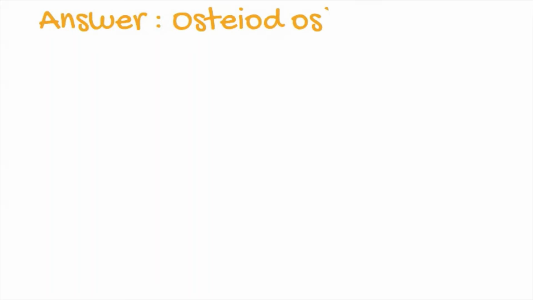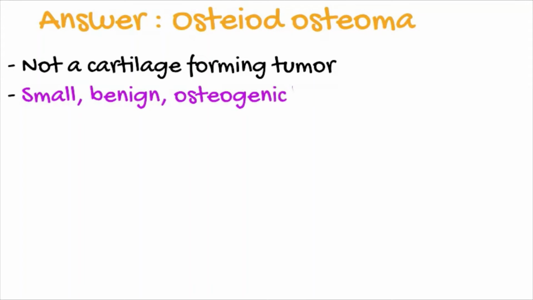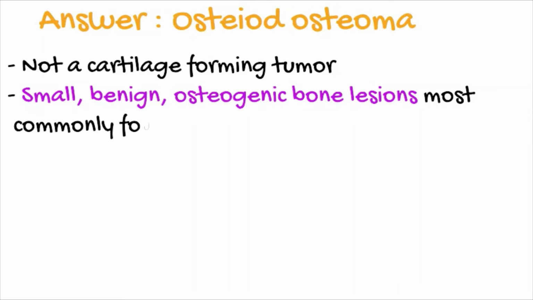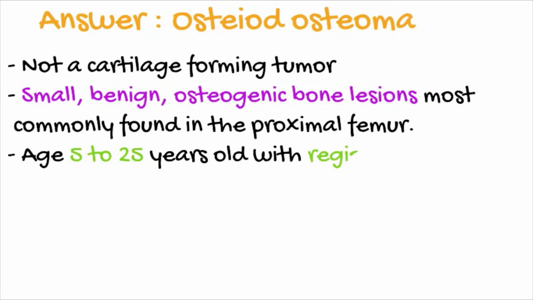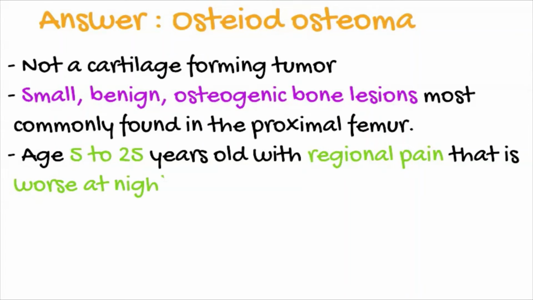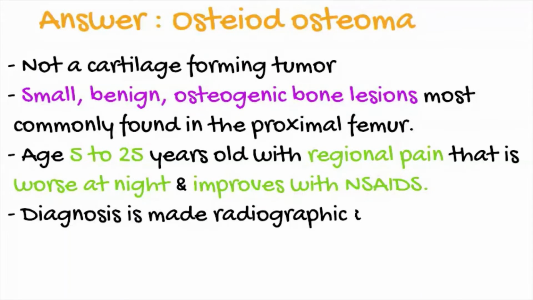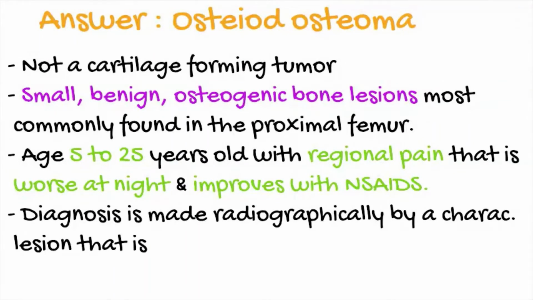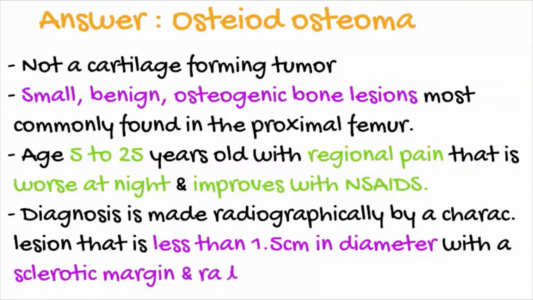And finally, regarding our earlier answer, osteoid osteoma is not a cartilage-forming tumor. Osteoid osteomas are small, benign, osteogenic bone lesions most commonly found in the proximal femur. Patients typically present between the ages of 5 to 25 years with regional pain that is worse at night and improves with NSAIDs, non-steroidal anti-inflammatory drugs.